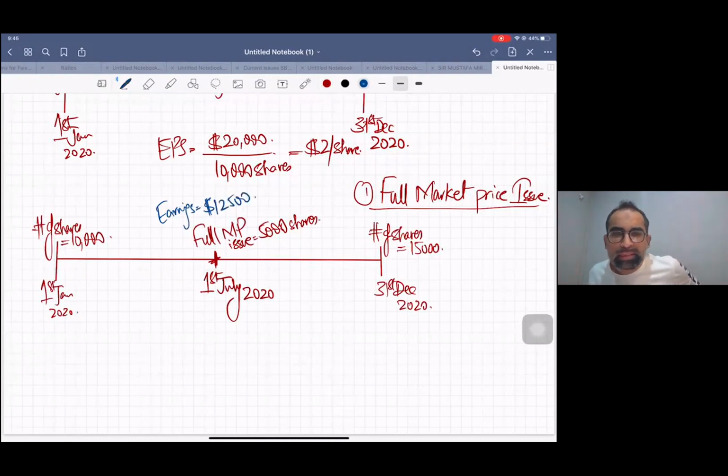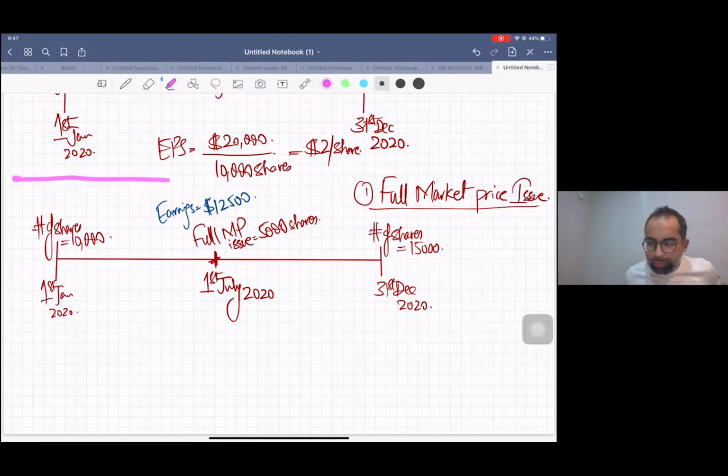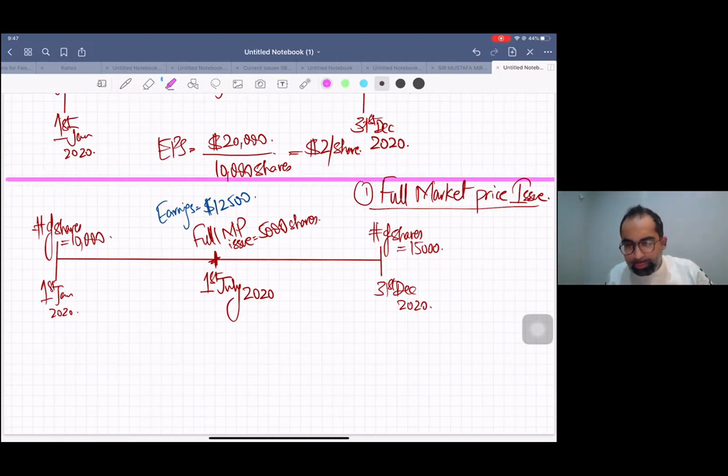Right. Now, my dear student, we are doing a separate new question now. Now, you have your accounting period, 1st of January 2020 to 31st December 2020. At the beginning of the year, the number of shares issued were 10,000. Now, open your eyes. At the mid of the year, the company issued new 5,000. See, I have written full MP issue. Full MP. MP means market price. The company issued a new full market price issue of 5,000 shares.